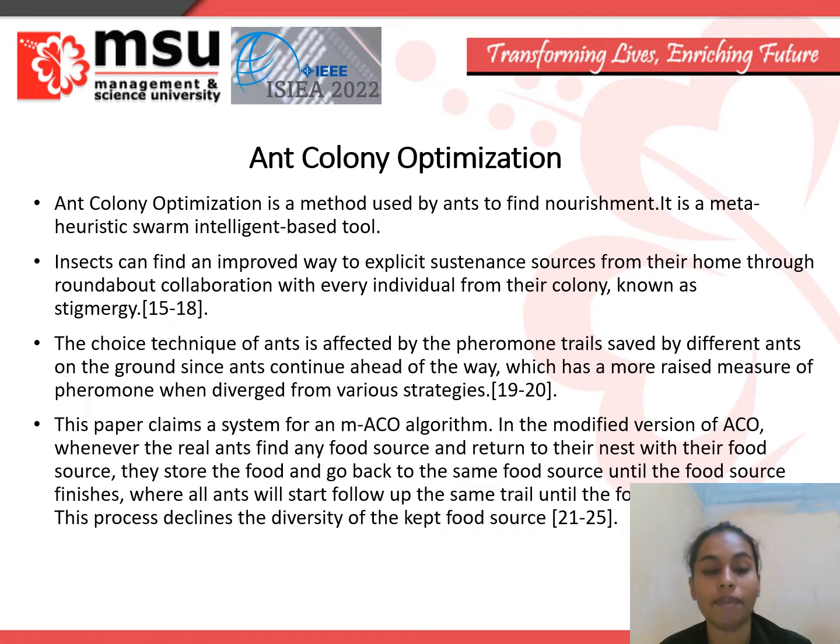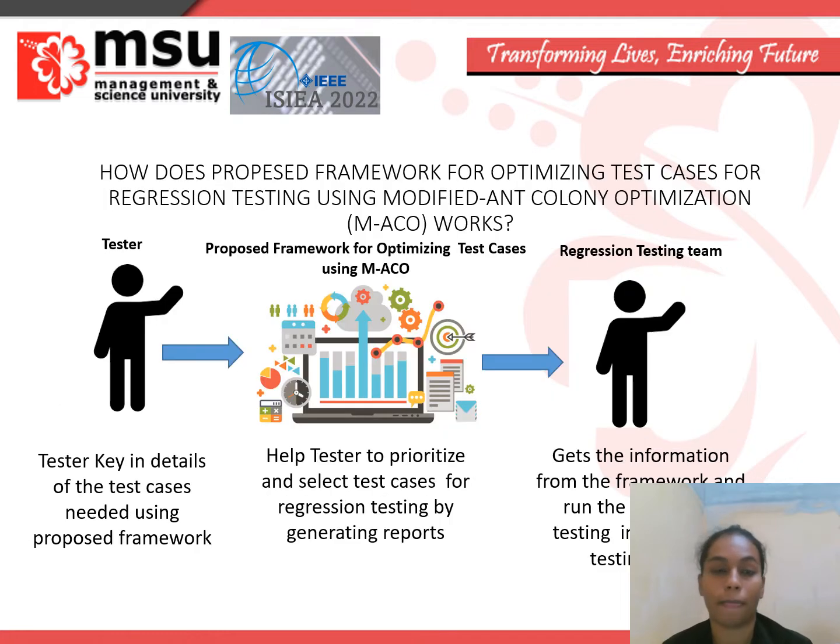This paper proposes a system for the m-ACO algorithm. In the modified version of ACO, whenever the real ants find any food source and return to their nest with their food, they store the food and go back to the same source until the food source finishes, where all the ants will start to follow the same trail until the food source finishes. This process declines the diversity of the food sources.